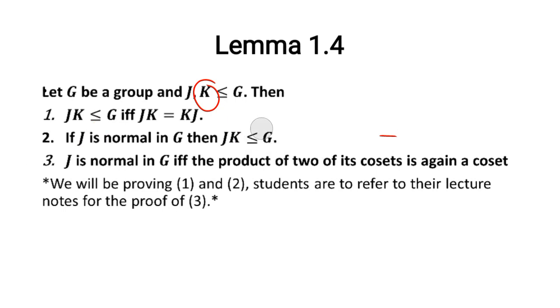And the final one says that if you have G normal in G, then it is so if and only if the product of two of its cosets is again a coset. Okay, so this we would see.